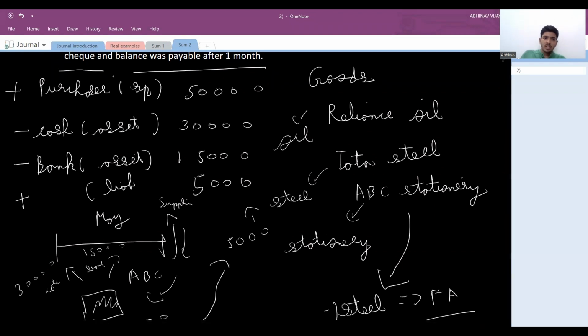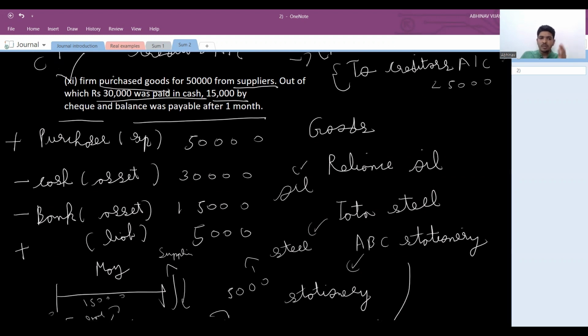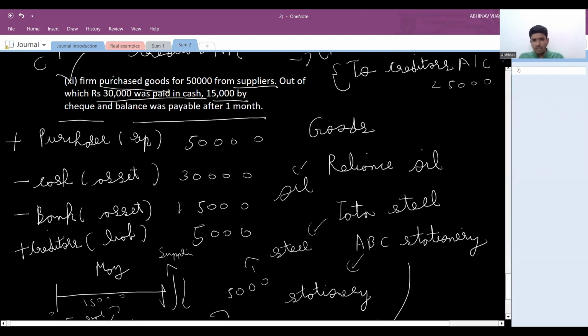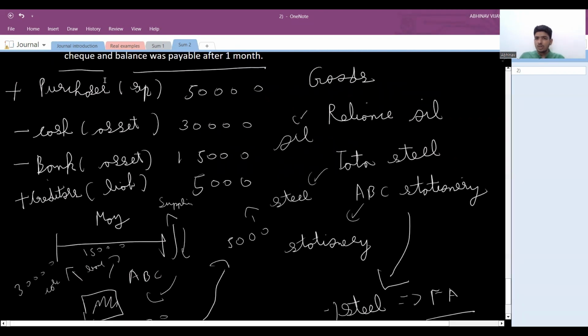Obligation means it's a liability. Then the name of the liability: if they mention the supplier's name, you write the supplier's name, because that guy is a liability for us. He's a headache. You have to pay him. If the supplier's name is not mentioned for goods, right? Creditors. That's it.